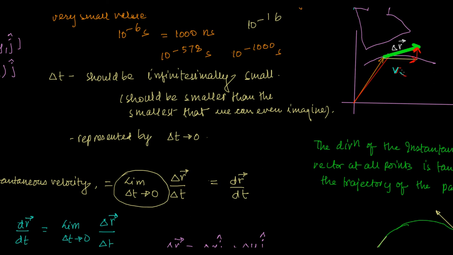This is my Vx i cap vector. And this is my Vy j cap vector, and this is the angle theta we are talking about, right? This angle theta is what I was talking about, right?